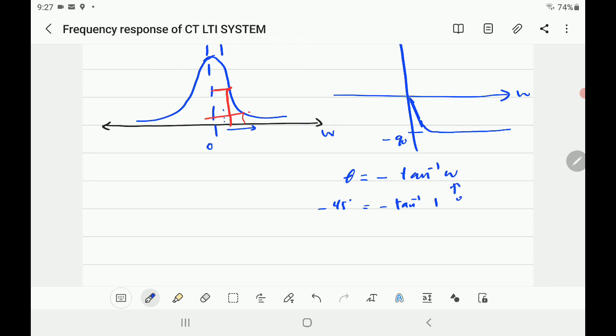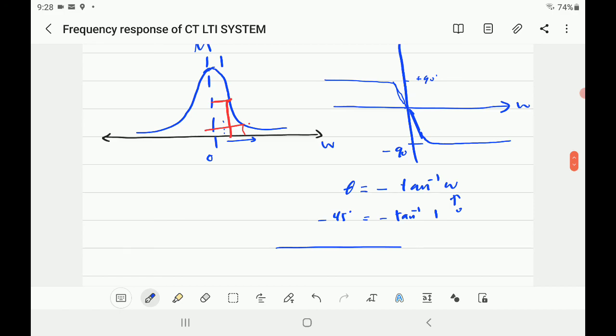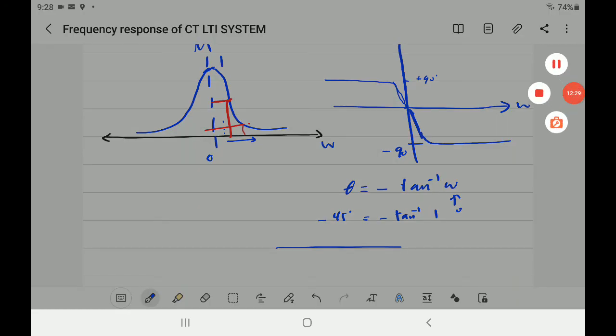When you go to the other side of omega, you'll find it's very symmetric, the same thing, and then we'll go to plus 90 degrees. So the maximum shift at high frequency is 90 degrees. So that is what it means when you make the frequency response of a continuous time linear time invariant system. And you will find in the handout that the same analysis is done for a very similar system. In the second video, we are going to continue to explain the relationship between the input and output and how to find the output.